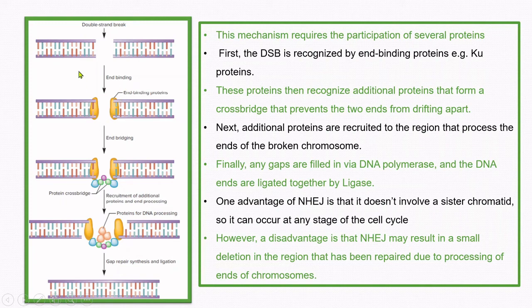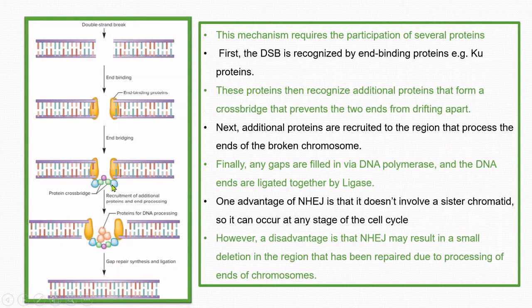First, the double-stranded break is recognized by end binding proteins known as Ku proteins. So these yellow ones, they are the Ku proteins. They bind to the broken ends of the DNA molecule.